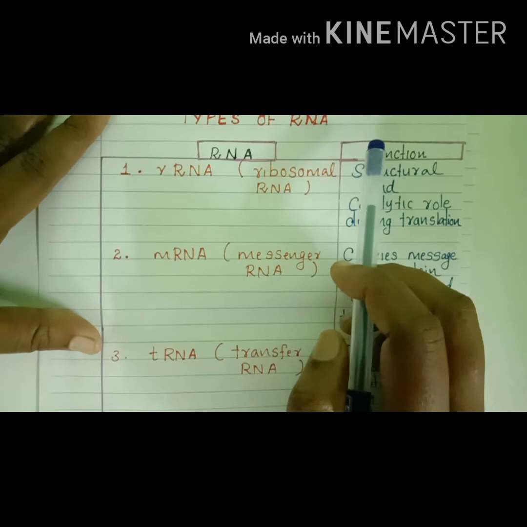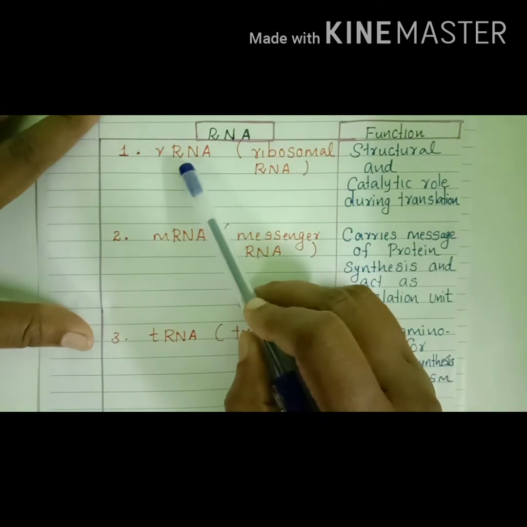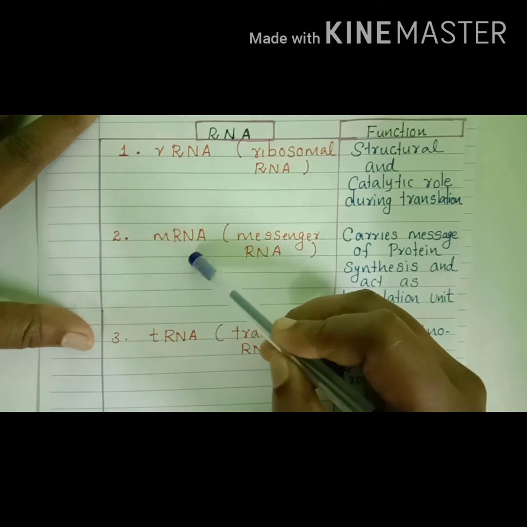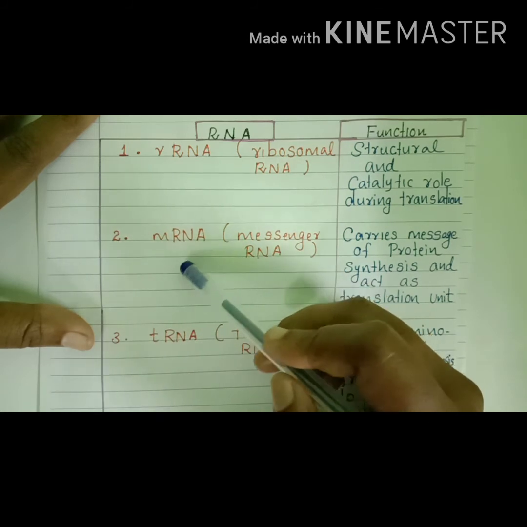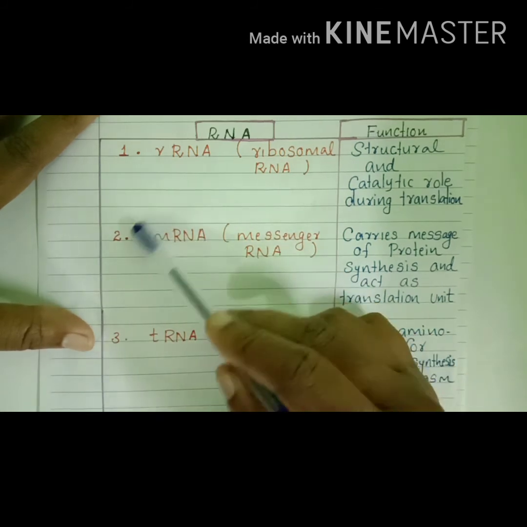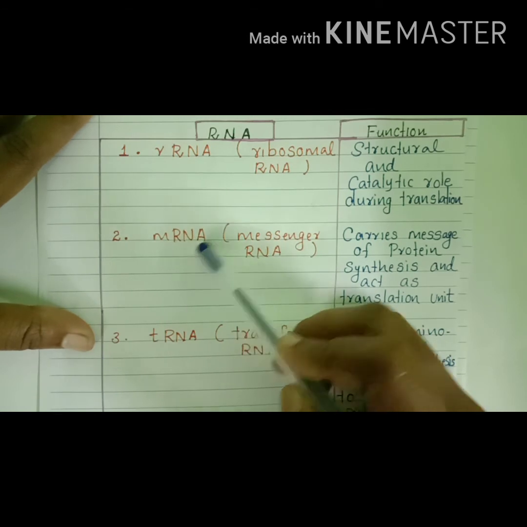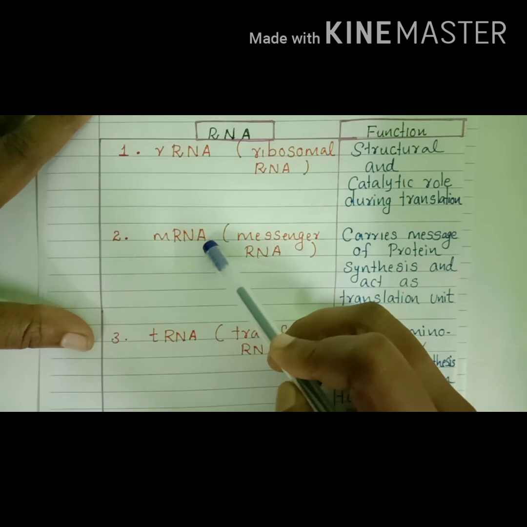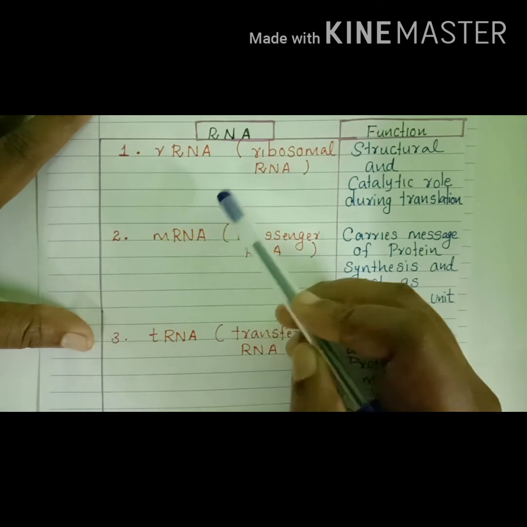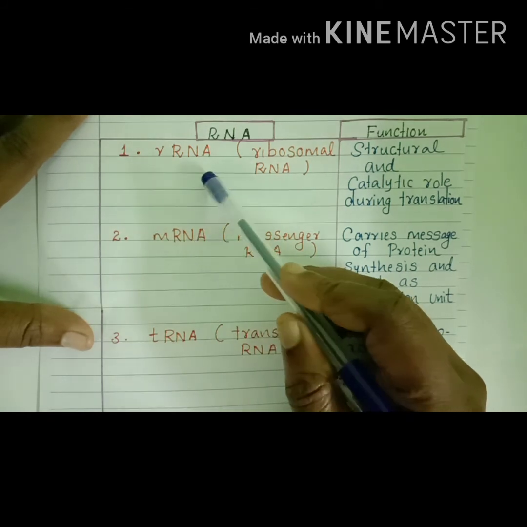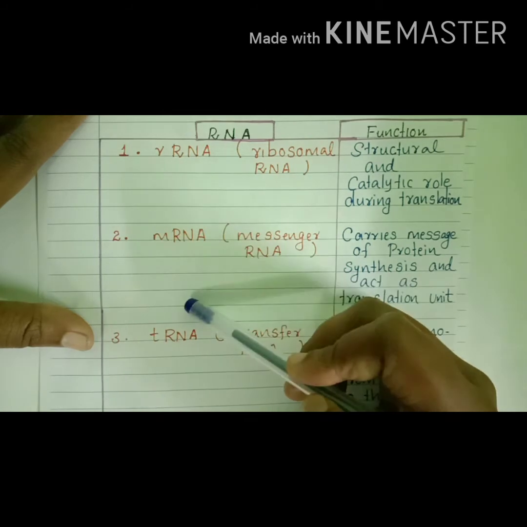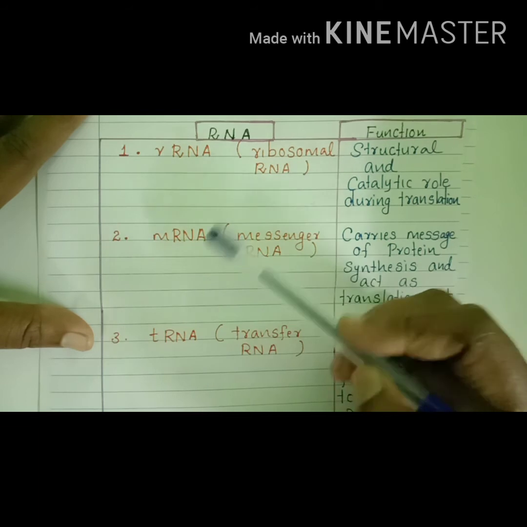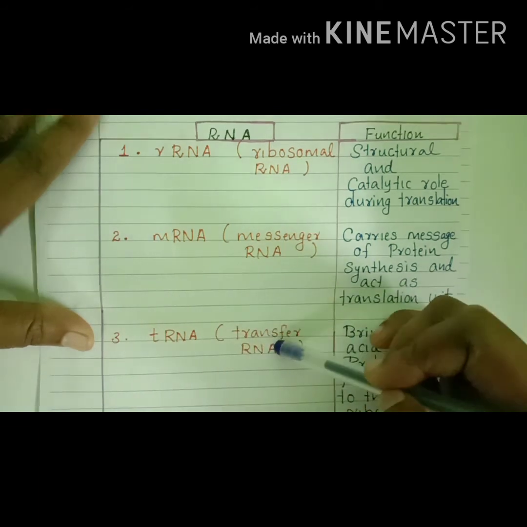They are rRNA, mRNA and tRNA. We are familiar with mRNA because during the central dogma we have studied mRNA. It's a process of copying genetic information from DNA to mRNA. There we have studied about mRNA. So in addition to mRNA, there are two more RNAs. They are rRNA, that is ribosomal RNA, and tRNA, transfer RNA.